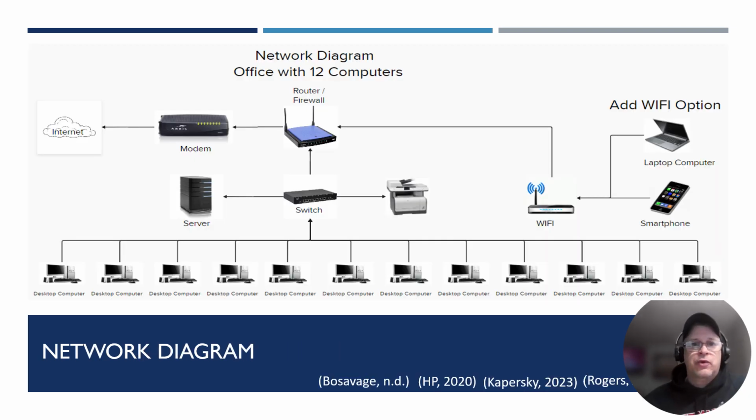Next, I'll take you through a short overview of the network diagram I built for a 12-computer office. I used the Mural application to construct this diagram, as Mural has many of the tools needed. This is a bottom-up LAN network diagram. As you'll see, we begin with the 12 desktop computers here at the bottom. Each of these computers connect with a switch via a data cable.